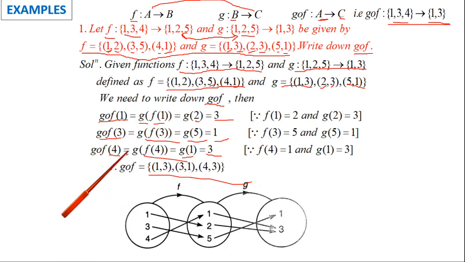So f composite g is a function from this set to this set. So we will write the elements for this in ordered pairs. So (1, 3), because 1 is related to 3, (3, 1) because 3 is related to 1, (4, 3) because this 4 is related to 3. So we got the composite function. We can see the diagram also.